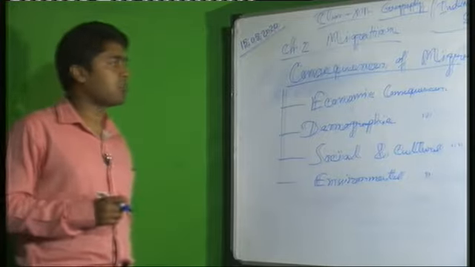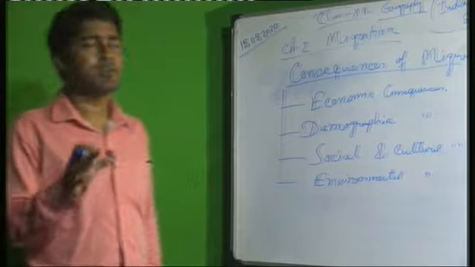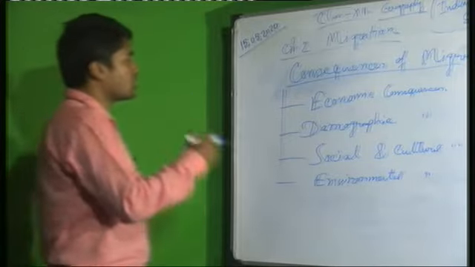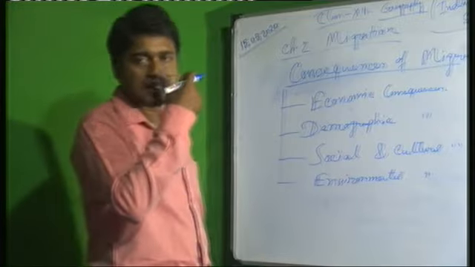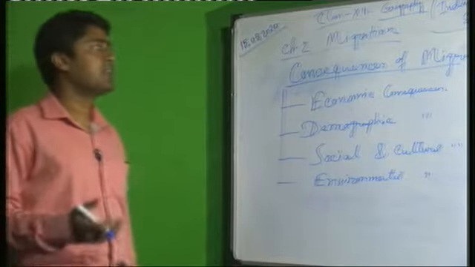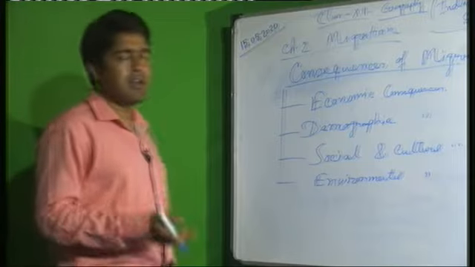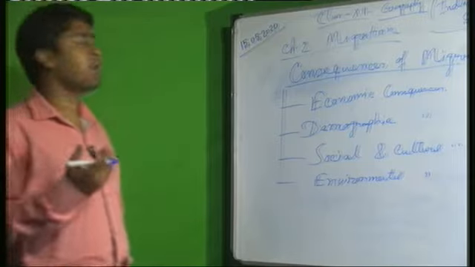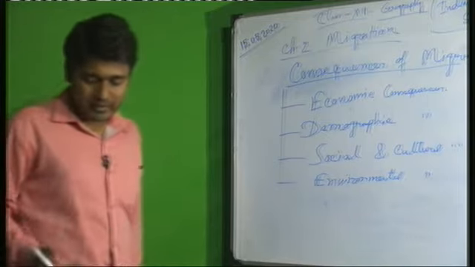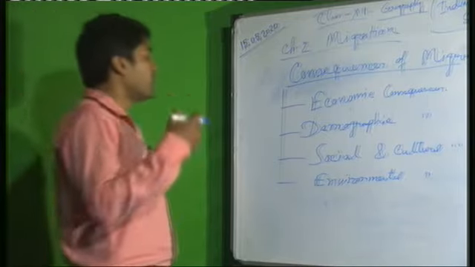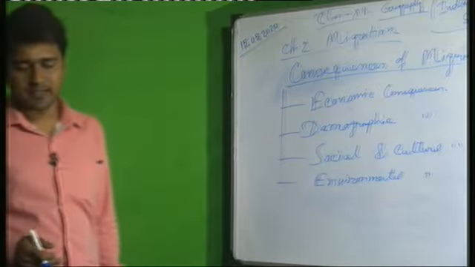The economic consequences are also most important, because the economic condition is affected by migration. If in any place the number of people increases, then generally job opportunities are not available in that particular area, and unemployment also increases. So due to that reason, the economic condition of particular states can be affected.